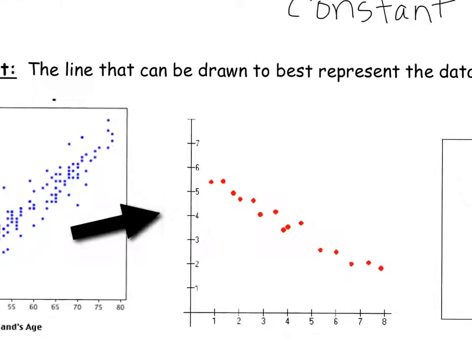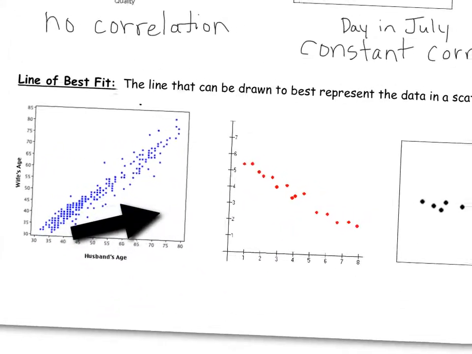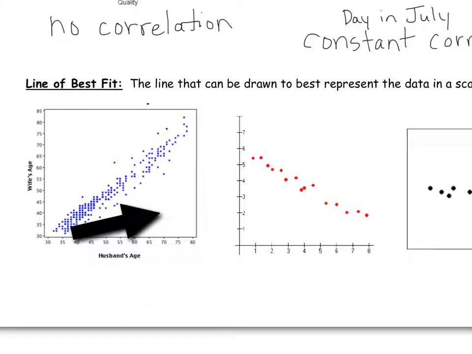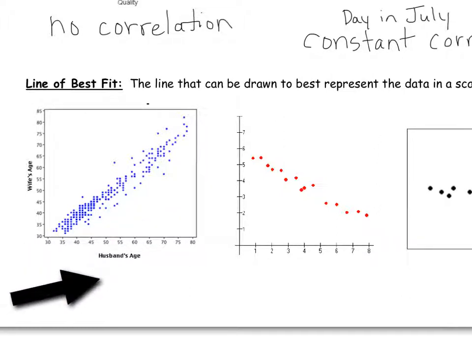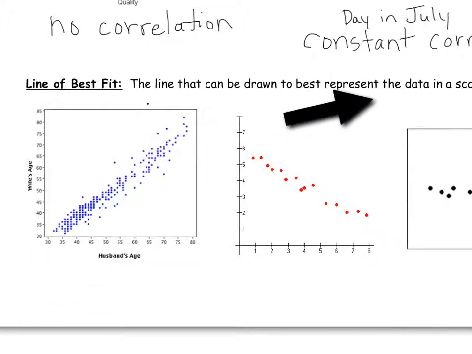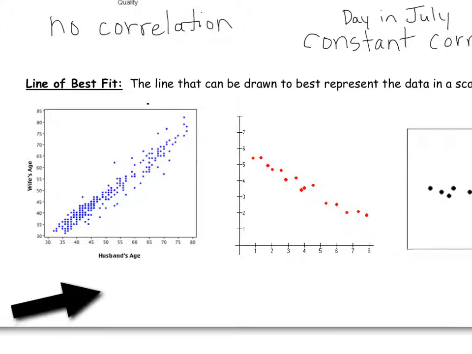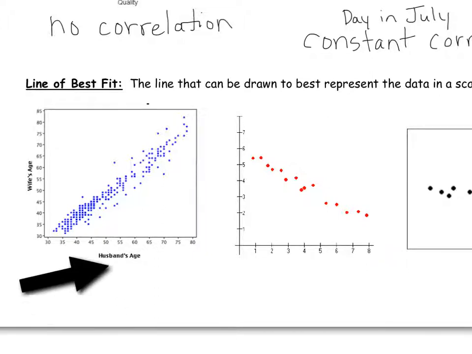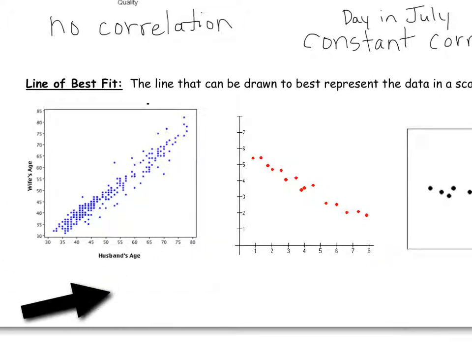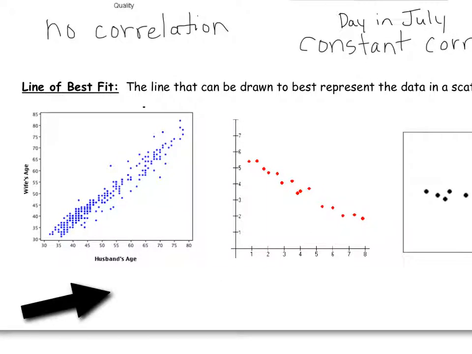Now let's take a look at the next topic, which is called a line of best fit. And in a line of best fit, what we're doing is we're saying that we want a line that can be drawn in the middle of the data to best represent the data. So if you are going to draw a line of best fit in a positive correlation, then your line of best fit is in general going to cut through most of the data going up.